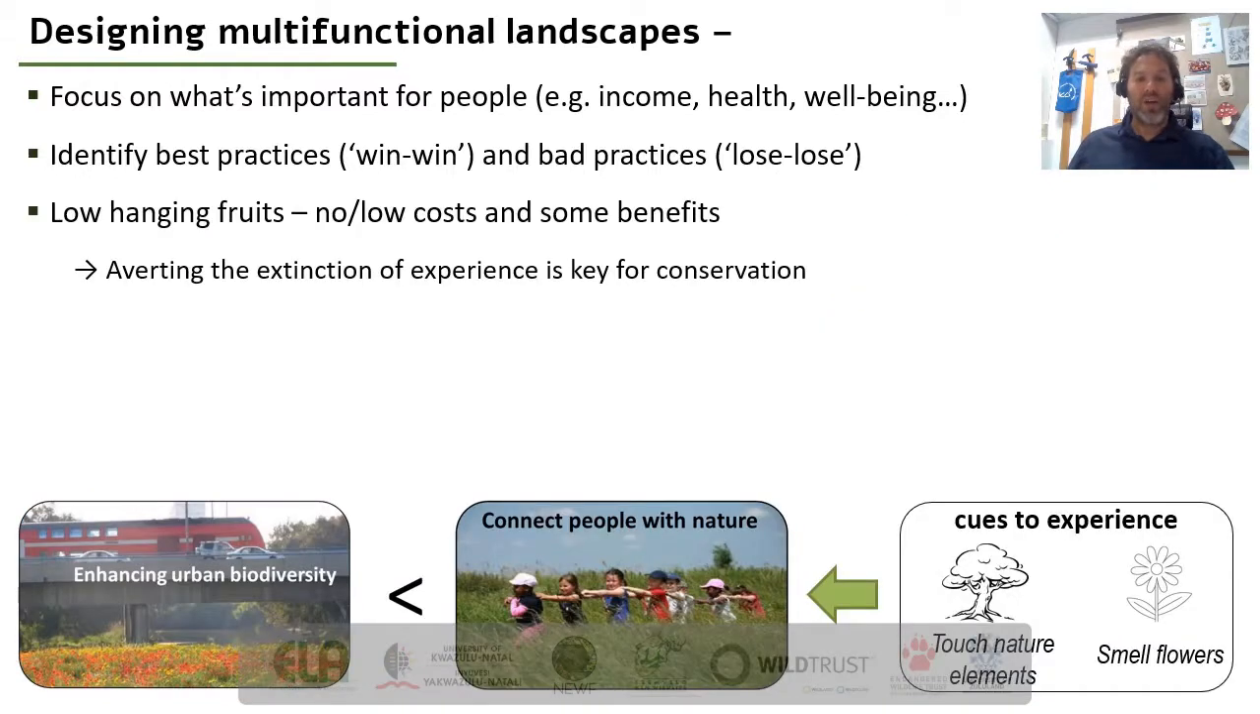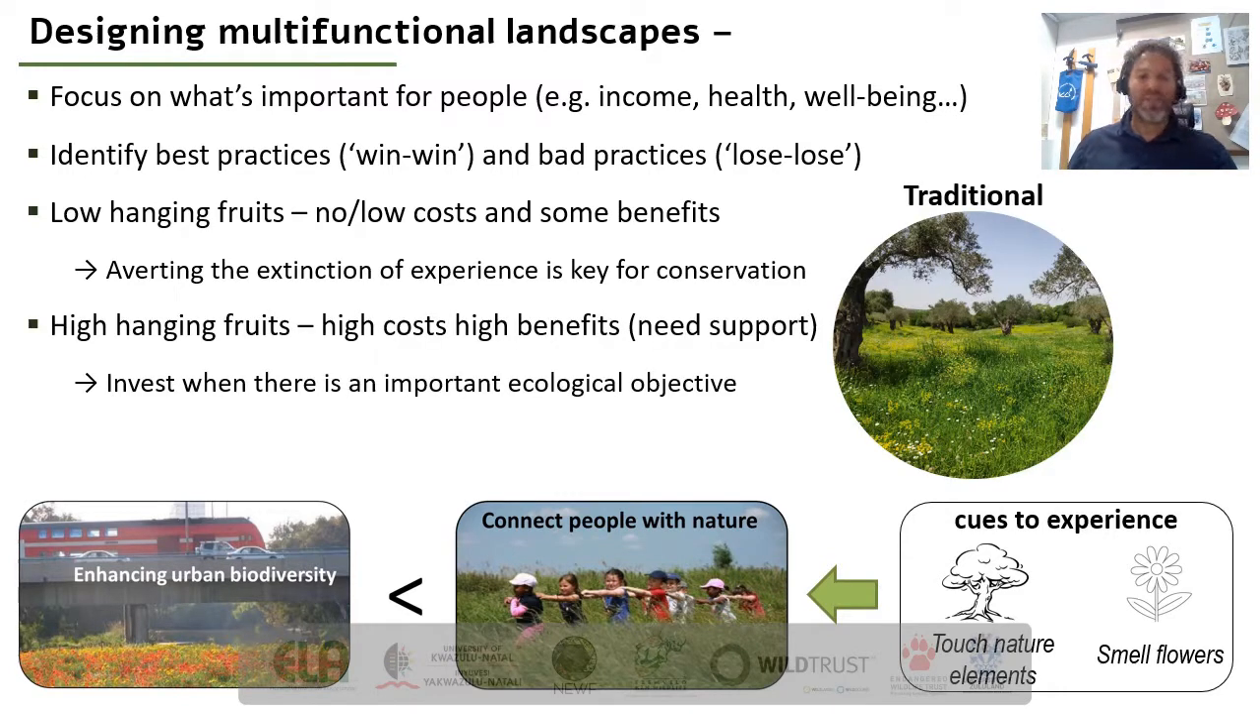We need to think about low-hanging fruits, where there is almost no cost or some cost and some benefits, and we can invest in them, like these cues to experience, connecting people to nature. And don't forget, averting this extinction of experience is crucial for conservation, I think, as people are getting disconnected and ignorance leads to indifference. And finally, we have some high-hanging fruits like the traditional orchards of olives, in which we have to invest.